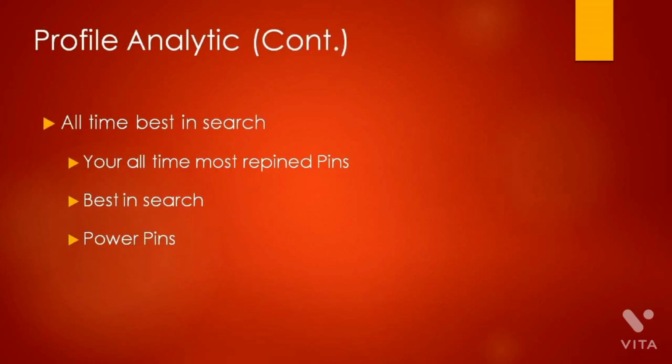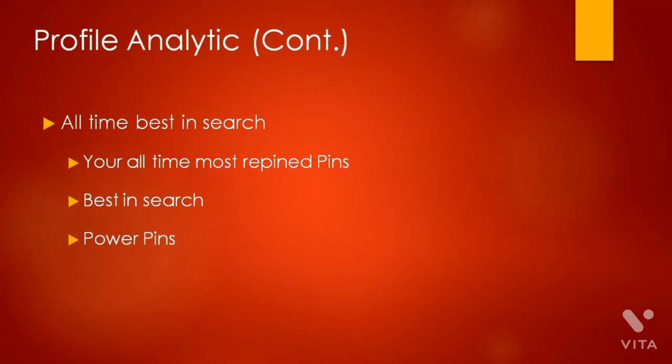The all-time report is based on all data Pinterest has from the beginning of your account. This includes an assortment of metrics, and the first one would be your all-time most repinned pins. This will help you understand the content that your follower is most interested in sharing and saving. The second one would be best in search. These are highly ranked pins in search.